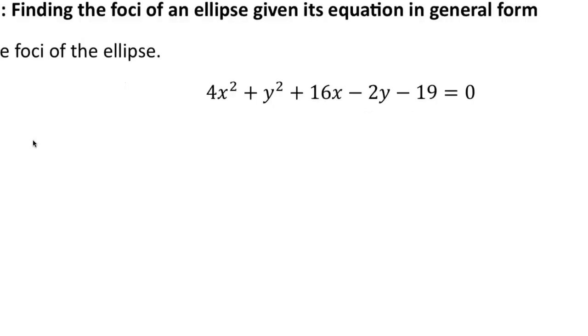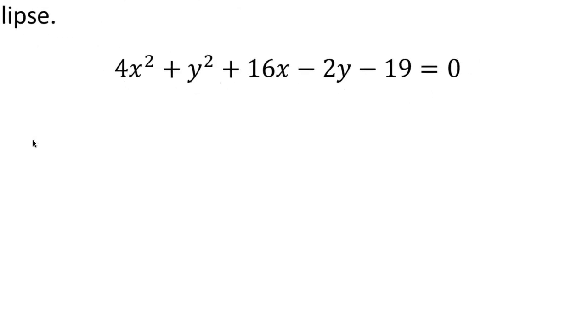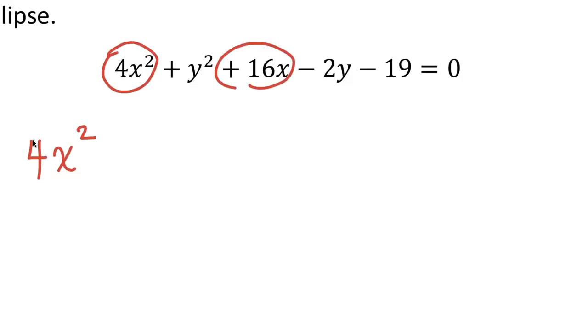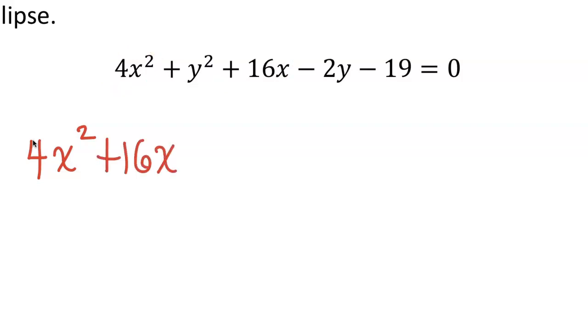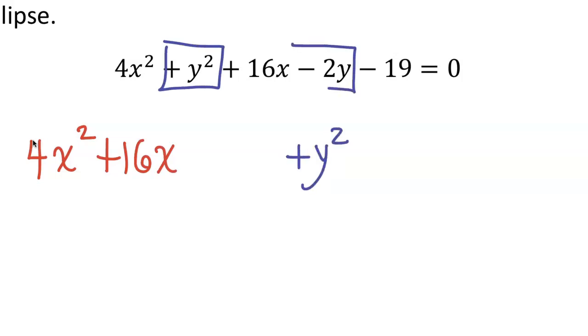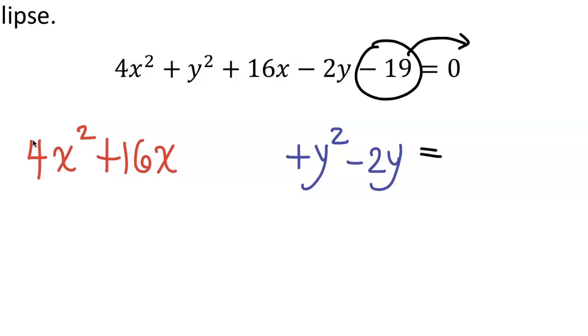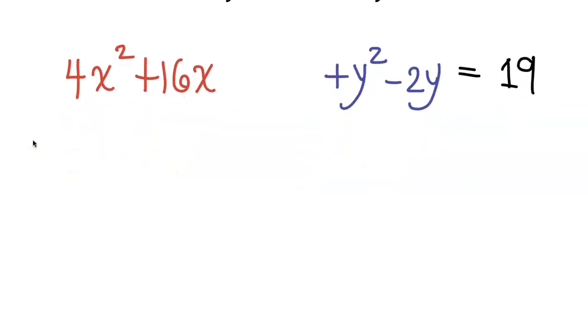So let's get started. Let's go ahead and start by completing the square. I'm going to get all the x's up front first. So I have 4x squared plus 16x. Now I'm going to get my y's ready. I'm going to have my plus y squared and minus 2y. So all the x's and y's organized. And let me put this negative 19 on the other side because it doesn't have x or y. Okay, so all clean. Let us now complete the square.